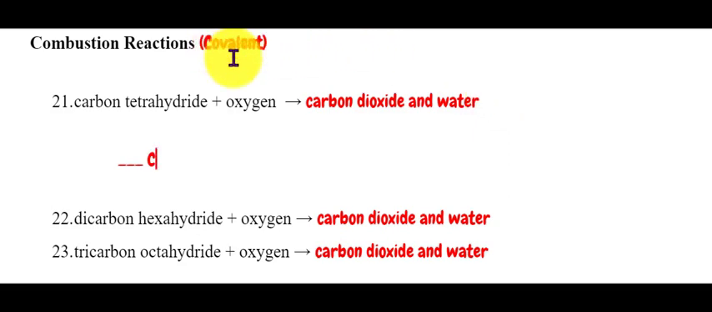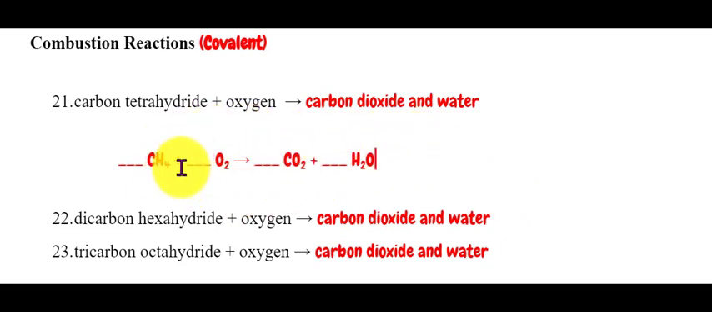Carbon. And since these are all covalent, all I need to do is follow the prefix notation. So carbon hydride, that's hydrogen, but the fact that it's tetra tells me that it's 4, plus O, and I know that oxygen is a diatomic element. Reacts to form carbon, 2 oxygens, plus hydrogen 2 O.